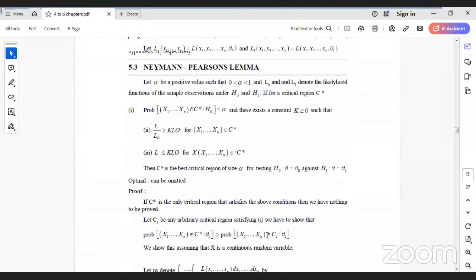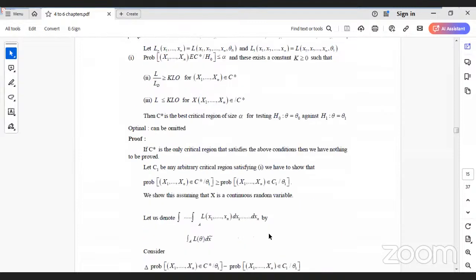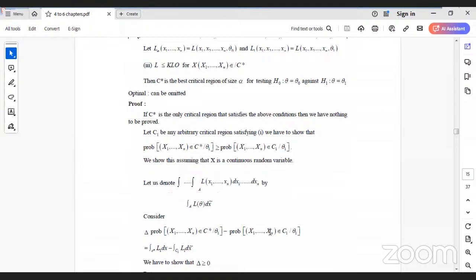So what is the proof of the Neyman-Pearson lemma? We have to learn it here. If C star is the only critical region that satisfies the above conditions, then we have nothing to prove. Let C1 be any arbitrary critical region satisfying the conditions.